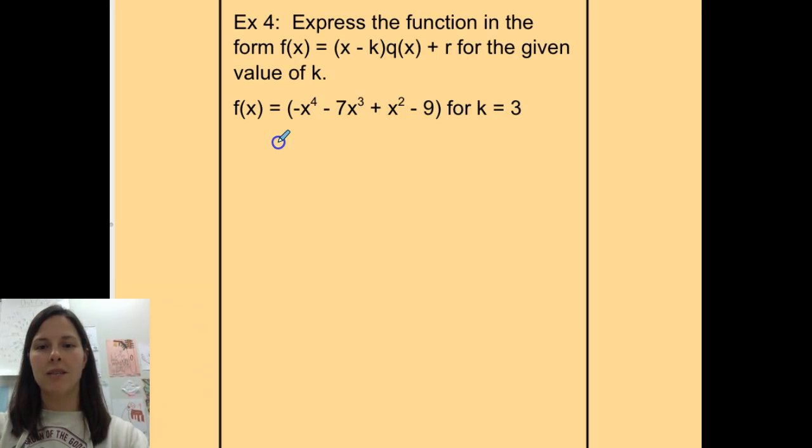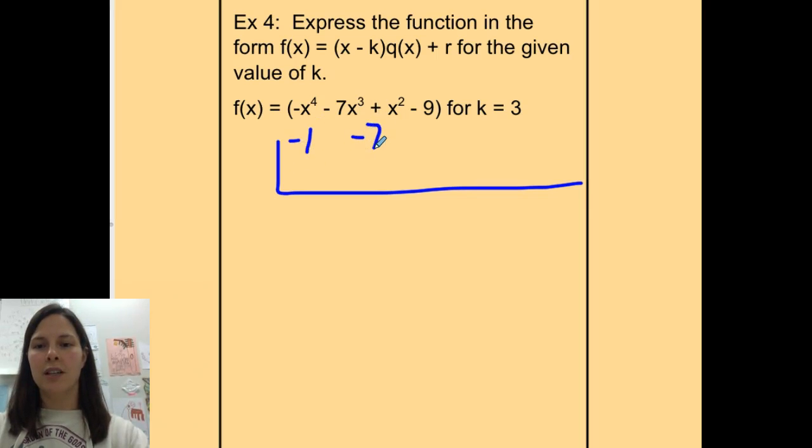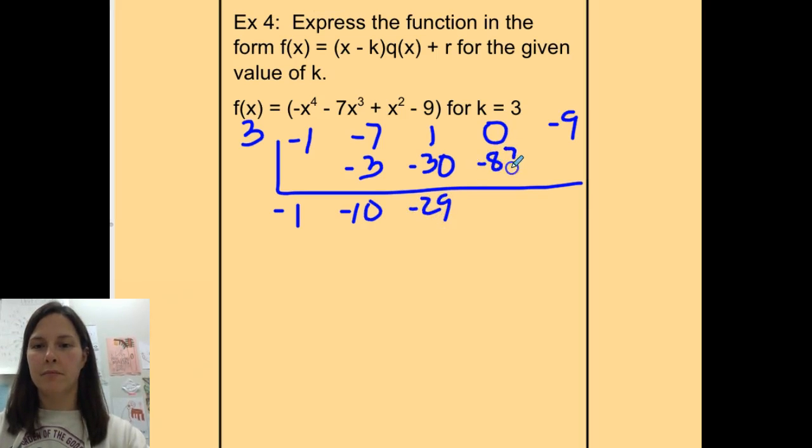Let's look at that one more time. Setting up our synthetic division, -1x to the 4th minus 7x cubed plus 1x squared plus 0x minus 9. Again, that 3 is not grouped with the x. Drop the -1, multiply, add, multiply, add, multiply, add, multiply, and add.